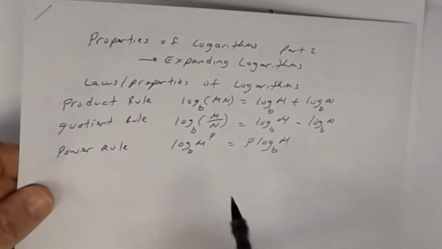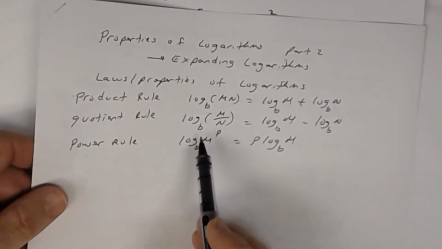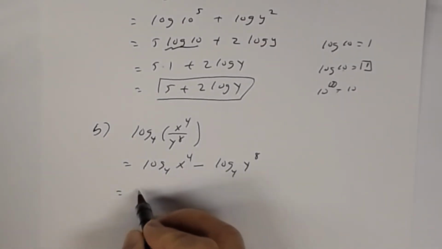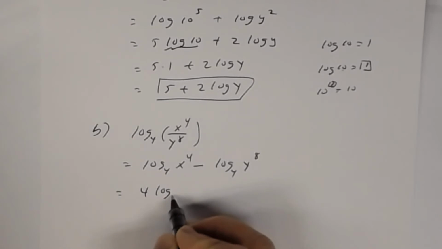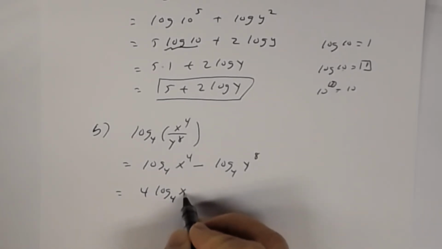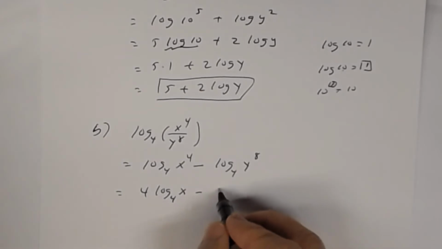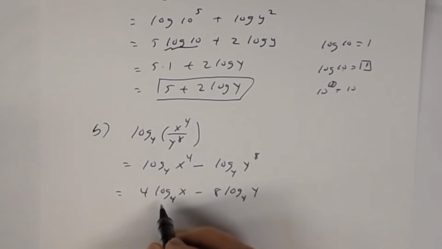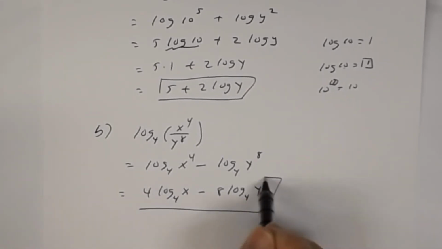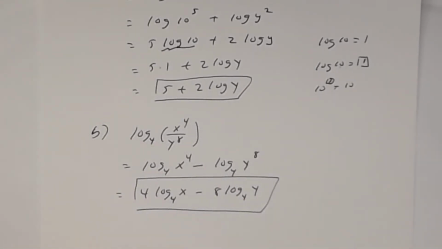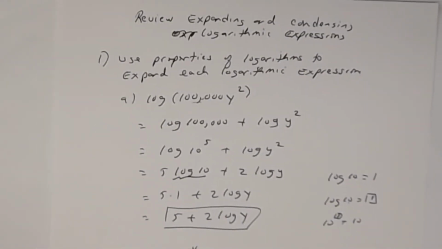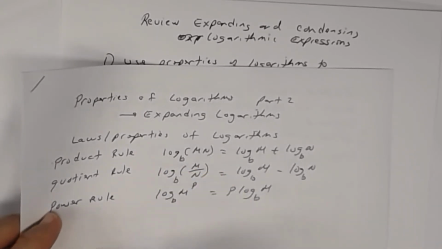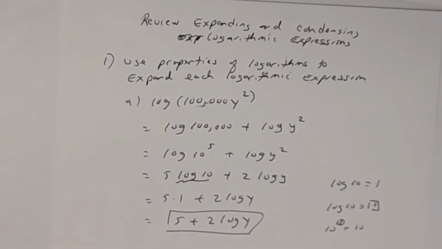Now, at this point, remember, you want to go as far as possible, so I can use the power rule now. I'm going to pull this 4 out in front, pull this 8 out in front, and so I get 4 times the log base 4 of x minus 8 times the log base 4 of y. And you cannot simplify this any further, so that's your answer. All right, so that was a review of using these properties to expand logarithms. All right, so now let's look at number 2.